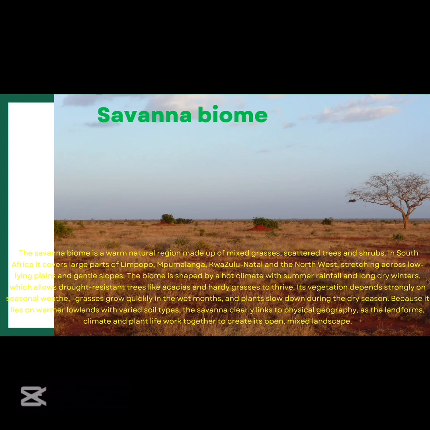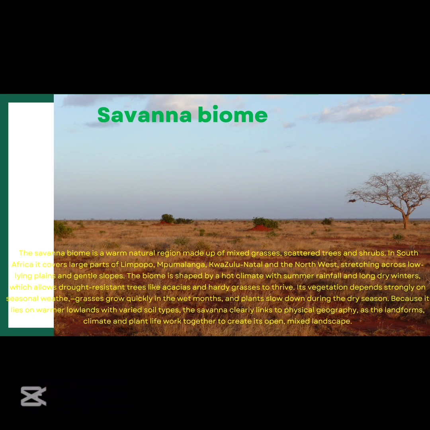The savanna biome. The savanna biome is a warm natural region made up of mixed grasses, scattered trees and shrubs. In South Africa, it covers a large part of the Limpopo province, Mpumalanga, KwaZulu-Natal and the northwest, stretching across low-lying plains and gentle slopes. The biome is shaped by a hot climate with summer rainfall and long dry winters, which allows drought-resistant trees and hardy grasses to thrive, like the one in the image.